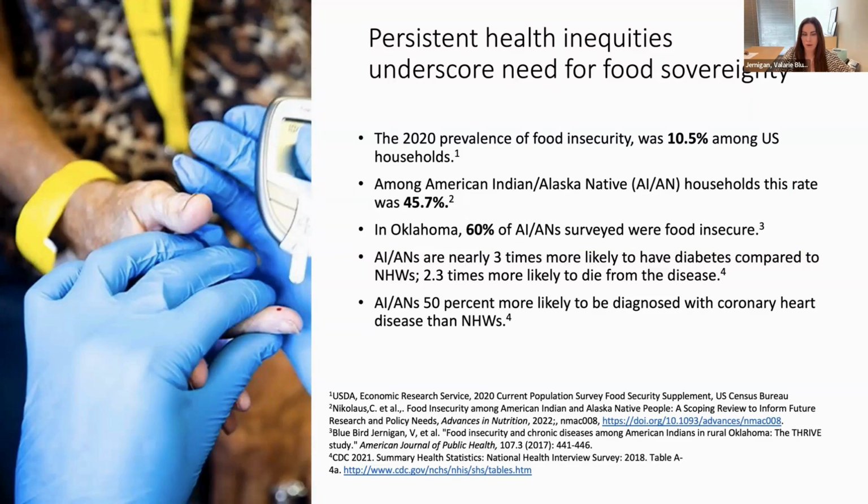And we know that American Indian and Alaska Native people are 3 times more likely to have diabetes compared to non-Hispanic whites, and 2.3 times more likely to die from this disease. American Indians and Alaska Natives are 50% more likely to be diagnosed with coronary heart disease when compared to non-Hispanic whites. So these were the conditions that were really driving a lot of this work in the early part of how this started.